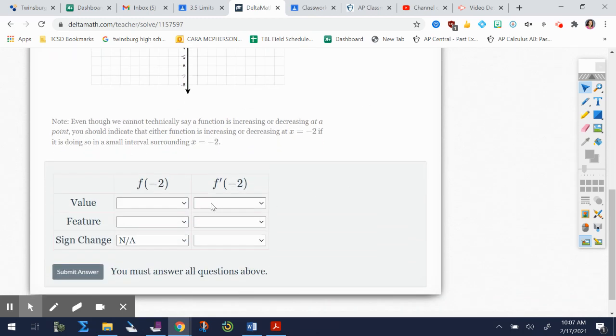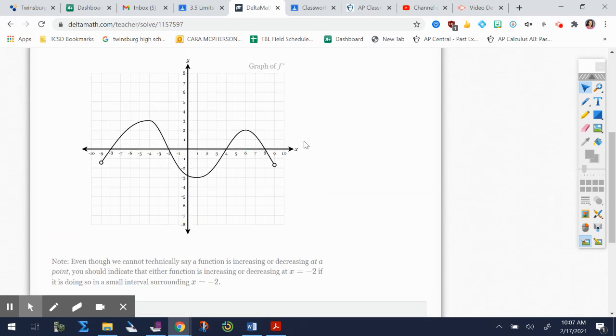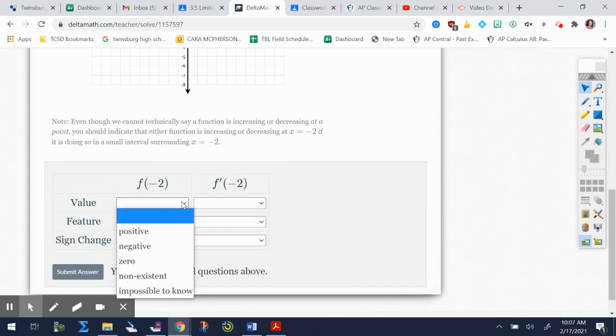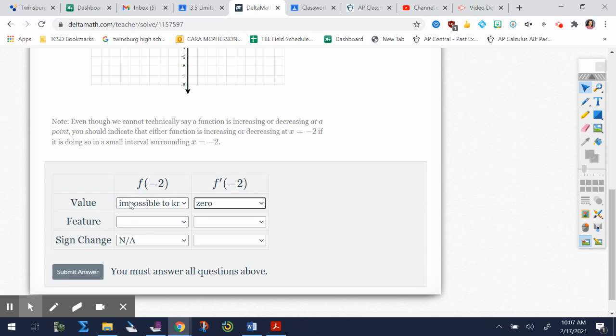So we can say that the value of f of -2, well, do I know that? We know it is increasing, decreasing. We know it's a maximum, but we don't actually know the value because we don't know the original function. We do know the derivative of -2 is 0. So again, this is possible to know. It's kind of what I've talked about when you're doing curve analysis. You don't know y values unless you have an original function, which you don't.